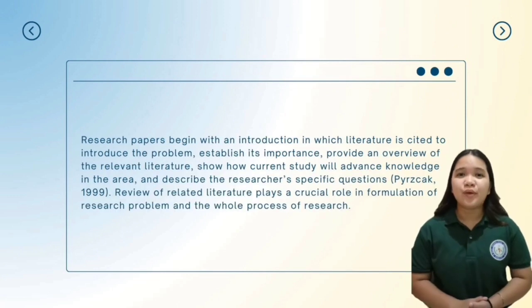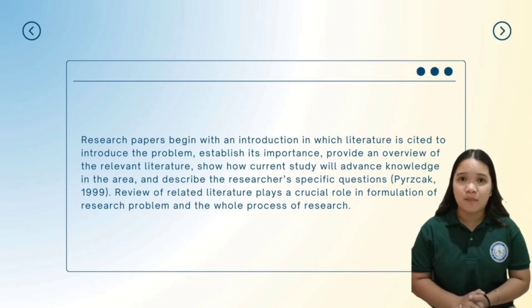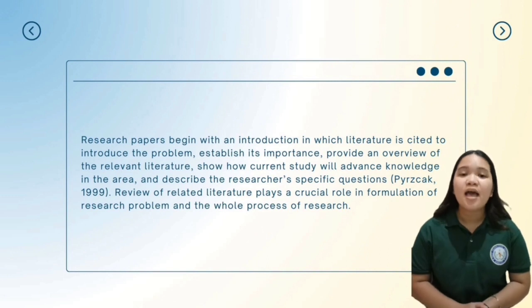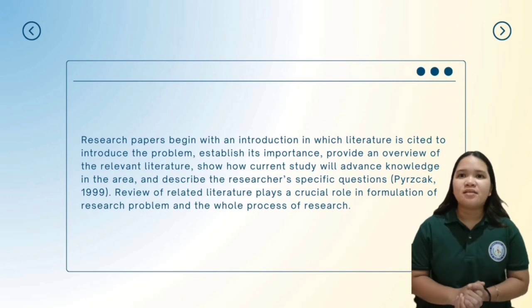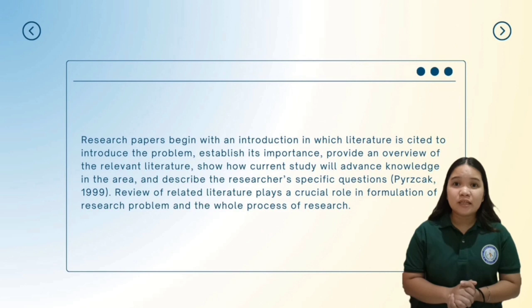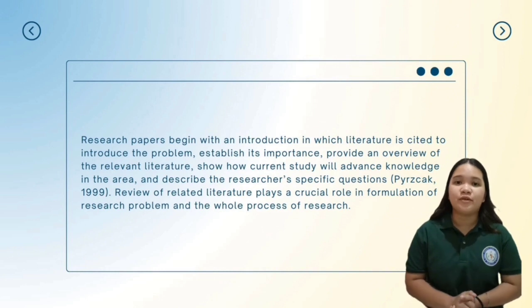Research papers begin with an introduction in which literature is cited to introduce the problem, establish its importance, provide an overview of the relevant literature, show how the current study will advance knowledge in the area, and describe the researcher's specific questions, by Piers Cap, 1999. Review of related literature plays a crucial role in formulation of research problem and the whole process of research.